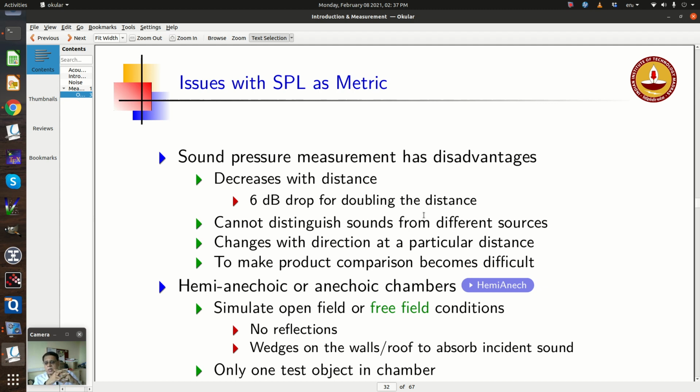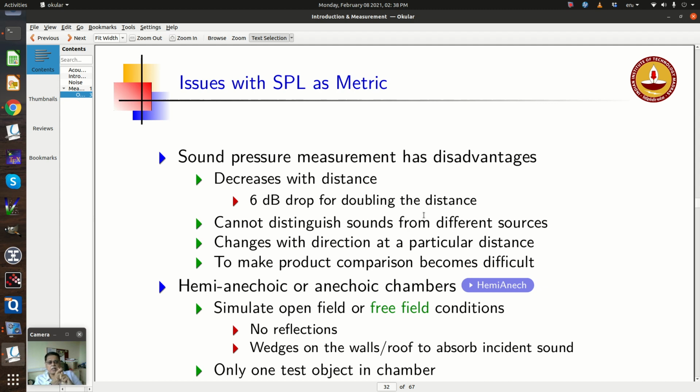So this is one issue that you have to deal with. Somebody gives you a number, and the number has to be tied to the distance from the source at which you made the measurement. Second, if in a particular place I have 5-6 different sources, the sound pressure level reading cannot tell me which is the dominant source, where the sound is coming from. So with multiple sources, sound pressure level is not a great way to do this.